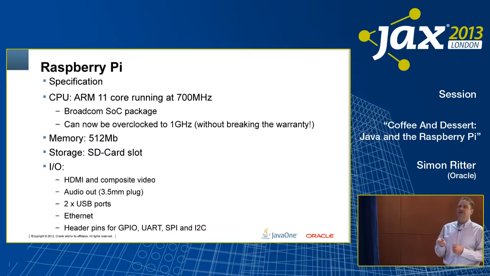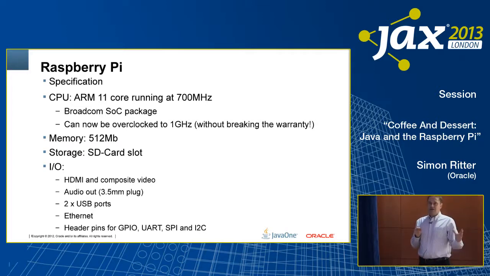However, what they have now said is that you can overclock the Raspberry Pi up to 1 gigahertz without breaking the warranty. And you can actually go a little bit further than that, but you would invalidate the warranty if you found that it stopped working. I typically run mine at 900 megahertz, and I've not had any problems with stability or the system not working in the way that I expect it to.